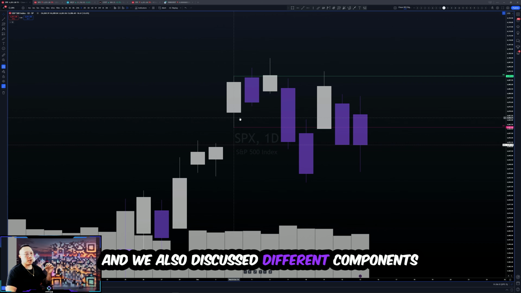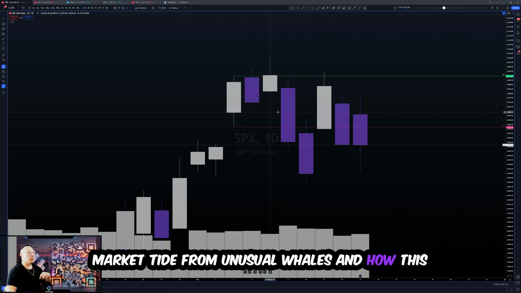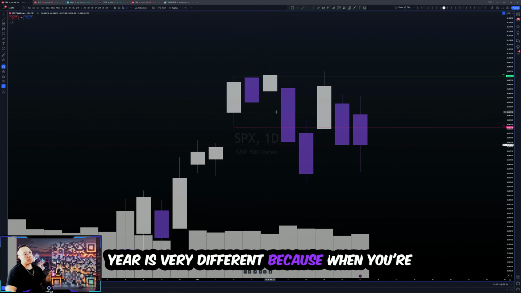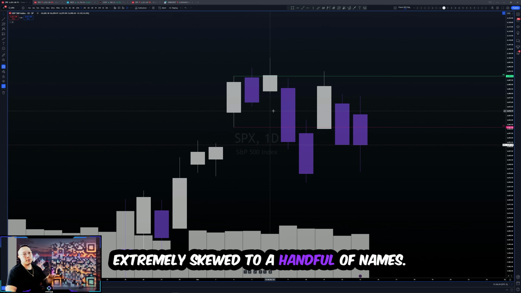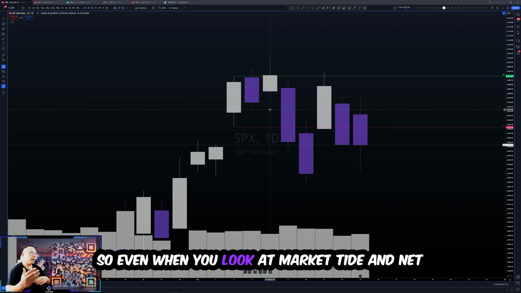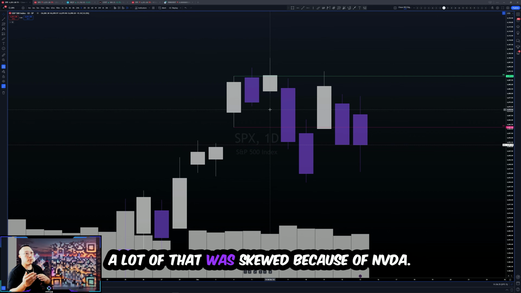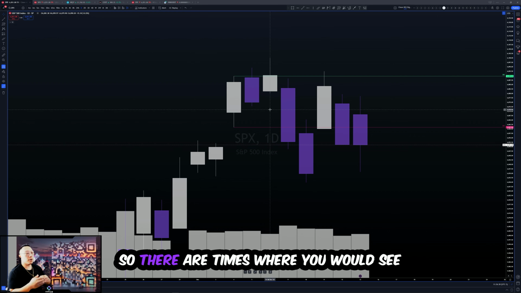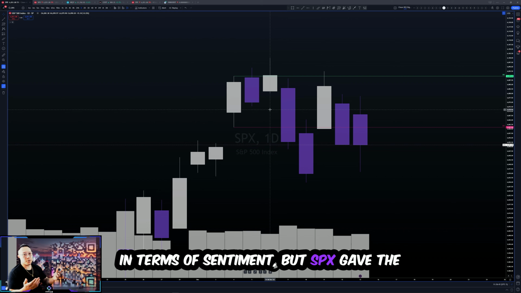And we also discussed different components throughout the week, such as looking at market tide from Unusual Whales and how this year is very different because when you're looking at market tide most of the time, it's extremely skewed to a handful of names. It's the Mag 7 that's holding us up most of the time. Most of the year, it was NVIDIA. So even when you look at market tide and net premiums are green and biased towards calls, a lot of that was skewed because of NVIDIA. So there are times where you would see market tide looking extremely bullish in terms of sentiment, but SPX just gave the opposite sentiment on its price action.